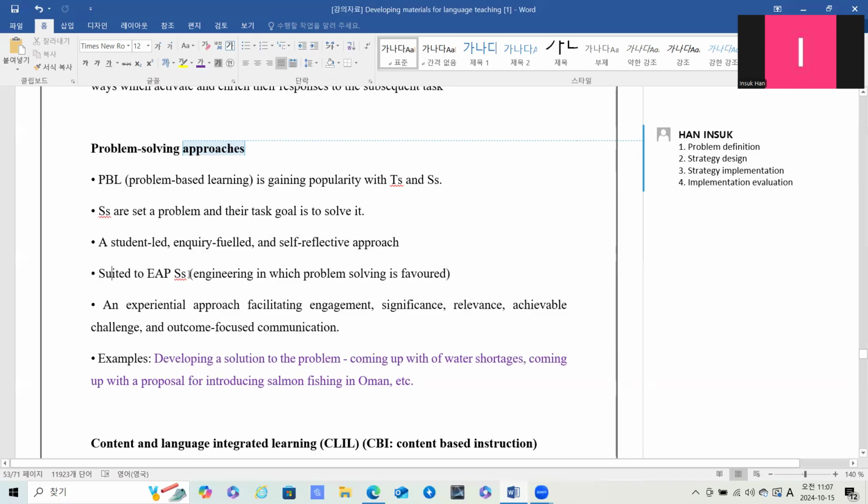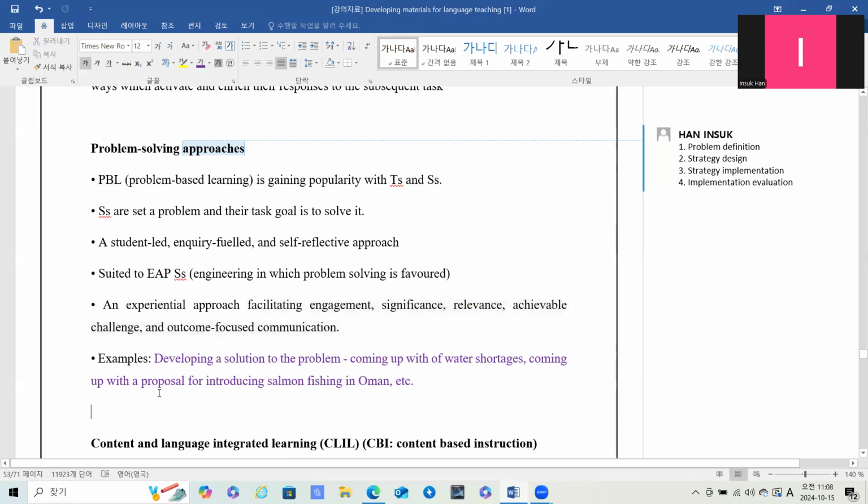PBL was originally born in the engineering faculty, so the PBL approach is very useful for teaching engineering or EAP, English teaching for academic purposes, or sometimes for teaching some vocational subjects. On the experiential approach, this is a very experienced approach. It facilitates engagement, significance, relevance, achievable challenge, and outcome-focused communication.